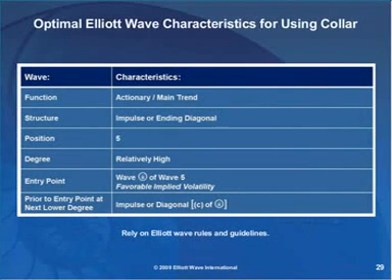From an Elliott wave perspective, here are the characteristics. With the collar, we're talking about an actionary wave, the main trend. We're talking about a main trend that's been ongoing, an impulse, possibly also an ending diagonal. The ending diagonal is all zigzags back and forth, it's choppy.